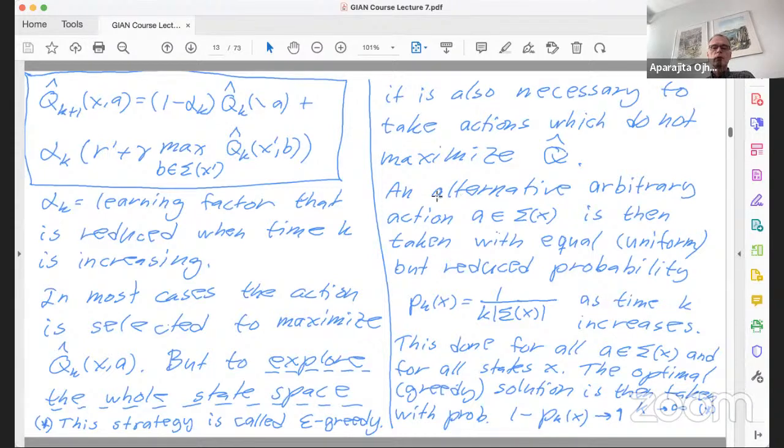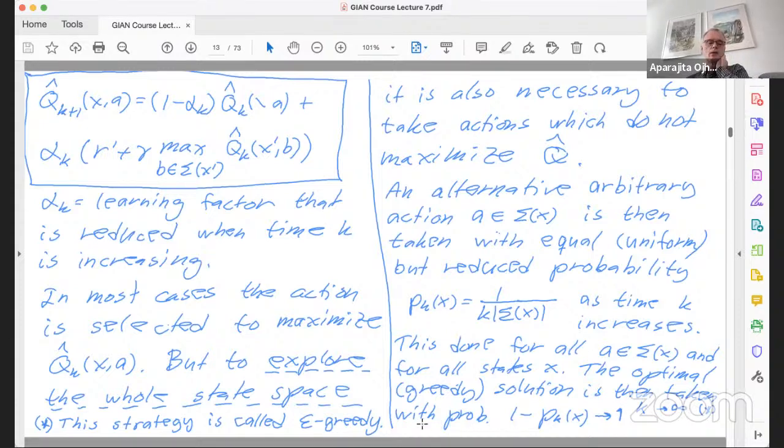So an alternative arbitrary action is then taken. Instead of maximizing this, we just take an arbitrary action within the set of possible actions. And that is done with equal, uniform, but reduced probability. And this procedure is then done for all actions in sigma of x and for all states. And the optimal so-called greedy solution is then taken with probability 1 minus pk, which goes to 1 when k is going to infinity.